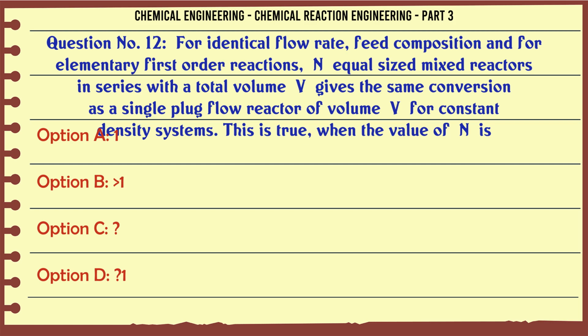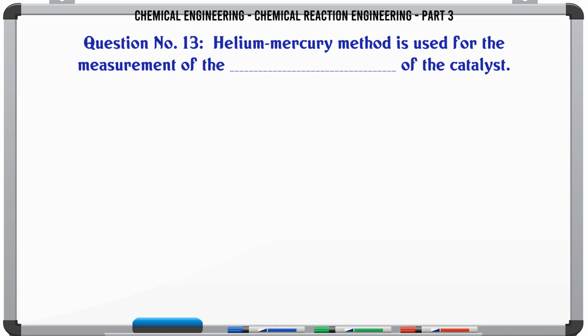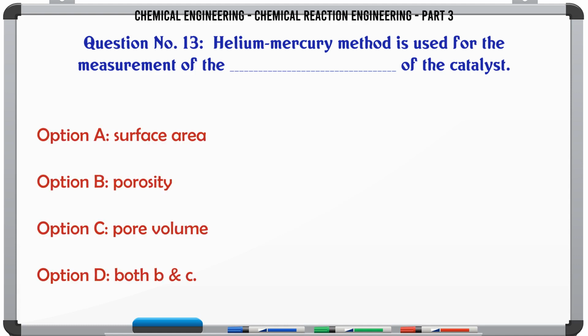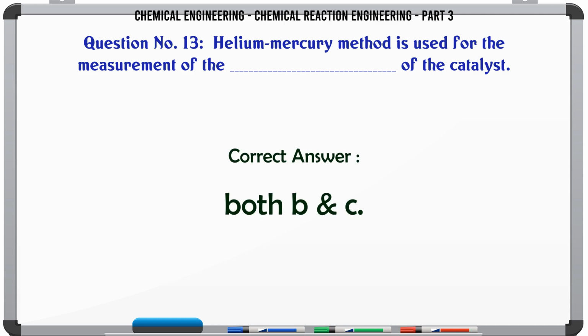Helium-mercury method is used for the measurement of the of the catalyst. A. surface area, B. porosity, C. pore volume, D. both B and C. The correct answer is both B and C.